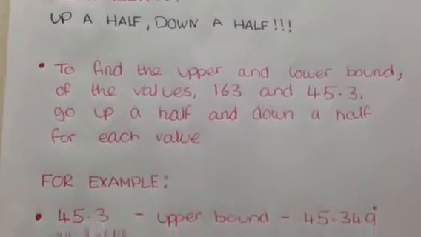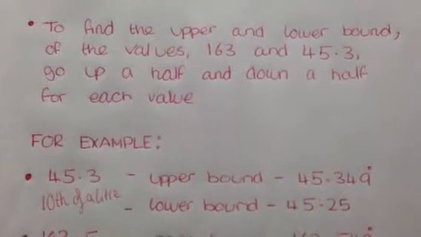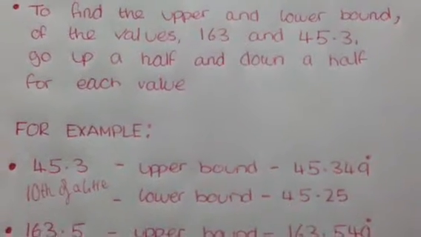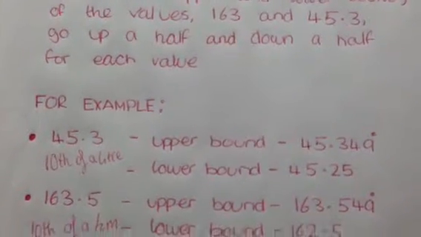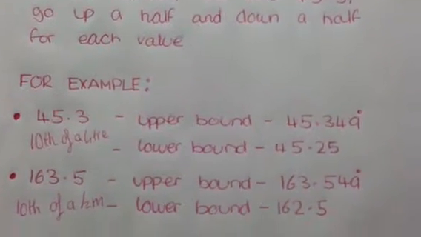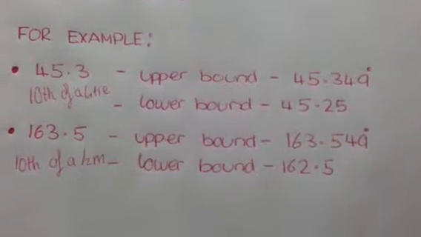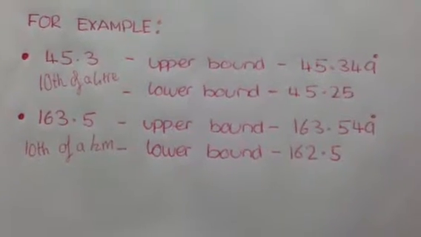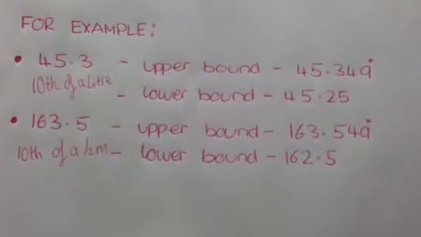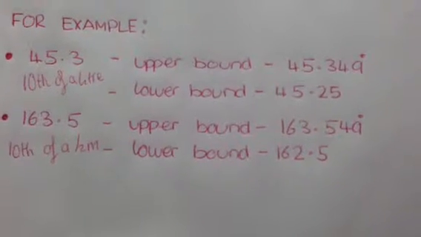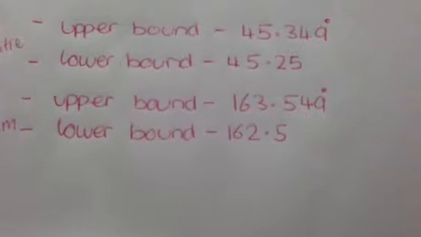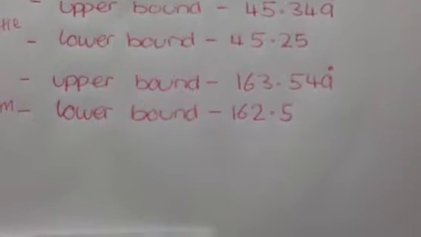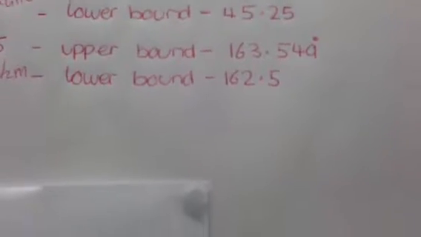each value. For example, 45.3 to the tenth of a litre, the upper bound for this would be 45.349 recurring, and the lower bound would be 45.25. Now, for 163.5 to a tenth of a kilometre, the upper bound would be 163.549 recurring, and the lower bound would be 162.5.